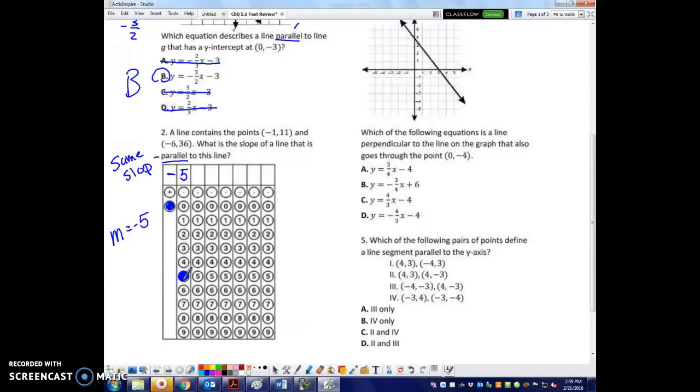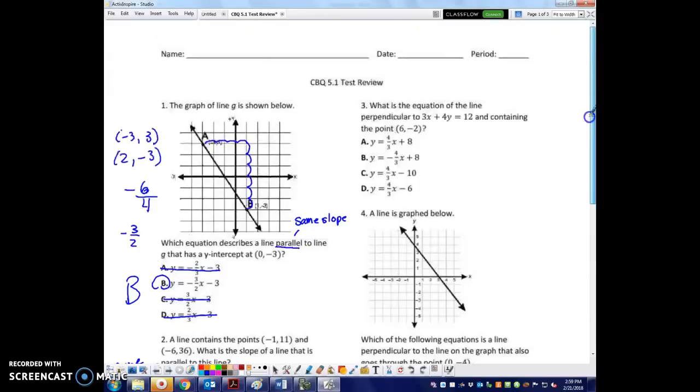All right. Next one. Number 3. What is the equation of a line perpendicular to this line and containing this point? Perpendicular, what does that mean? The slopes are opposite reciprocal. Okay, the slopes are opposite reciprocal. So first let's find out the slope. We have 3x minus 4y equals 12. How can we find the slope from this? We need to put it into y equals.